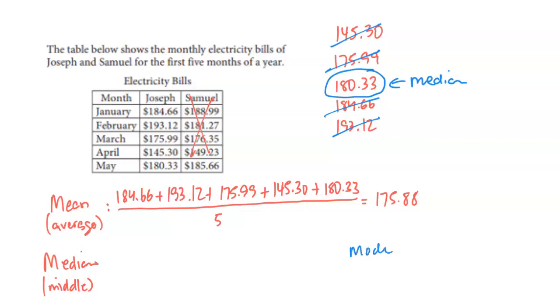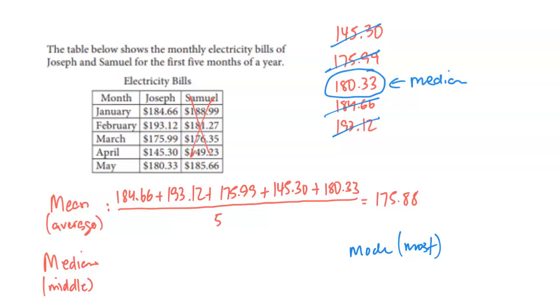The mode, well, when you think mode, you can think most. And so the mode is just the data value that shows up the most number of times. And so since all of these electricity bills are different, we do not have a mode for this particular set of data.